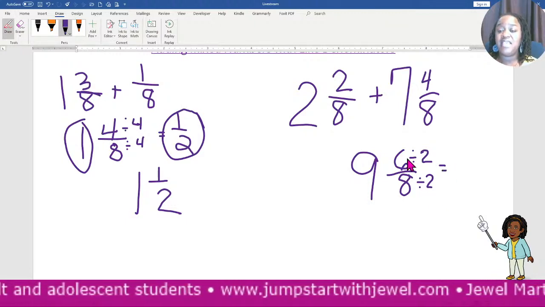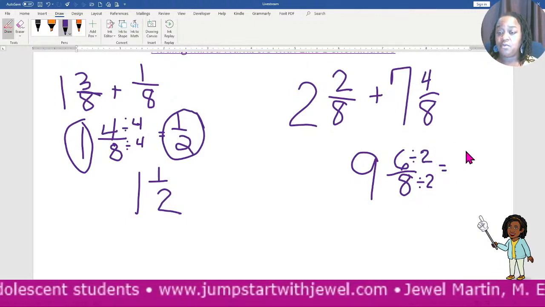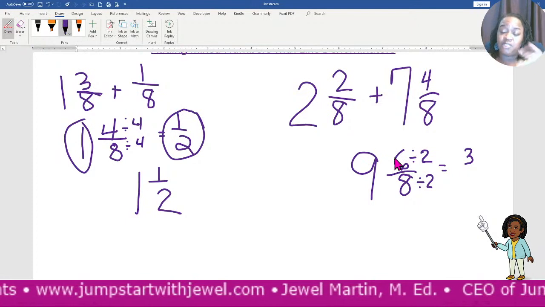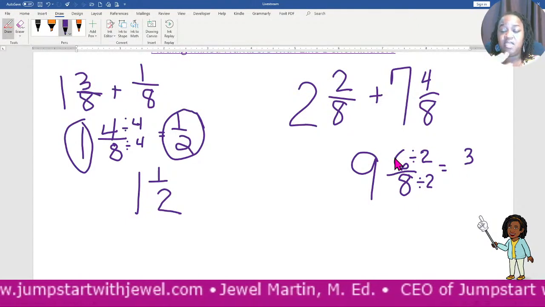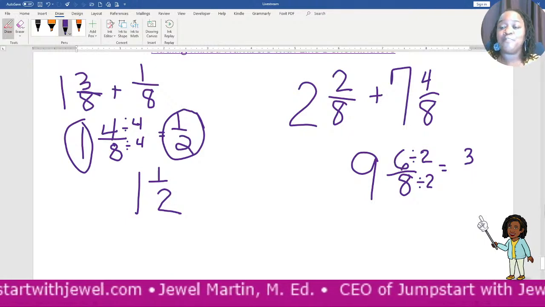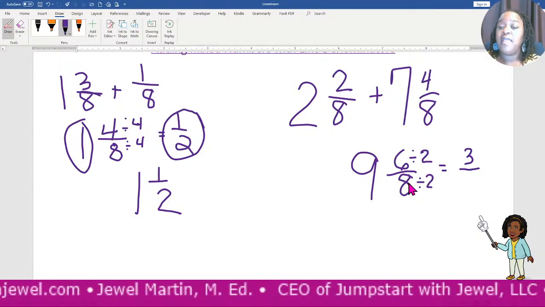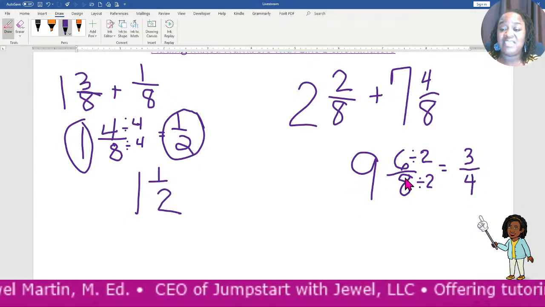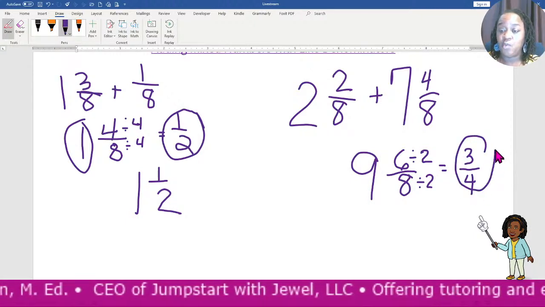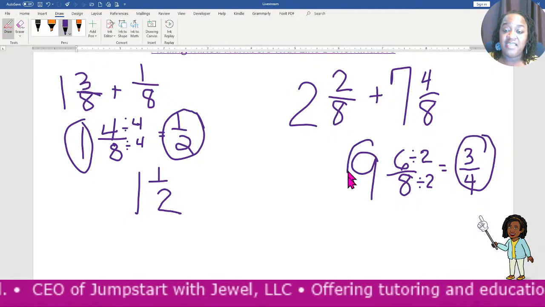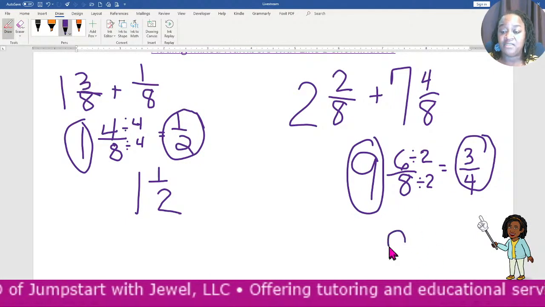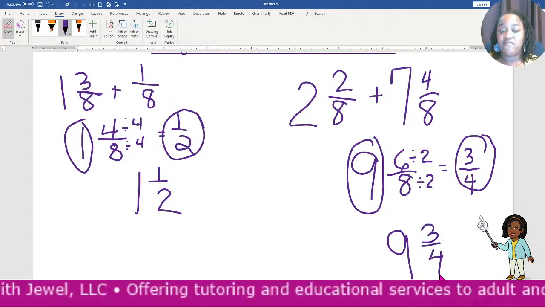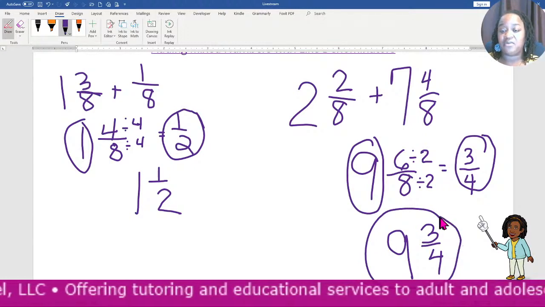So 6 divided by 2 would leave you with 3. Because if you remember, 2 times 3 equals 6. Division and multiplication, they work together. They're the opposites of each other. Some people say they're like backwards, if you will. And then 8 divided by 2 is 4. So we reduced 6/8. We turned it into 3/4. And then we still have the 9 here. So we put these two together. So our answer for this problem is going to be 9 3/4. And that's our final answer.